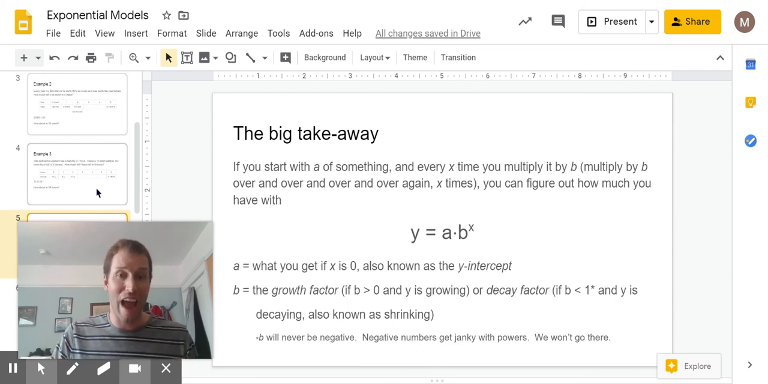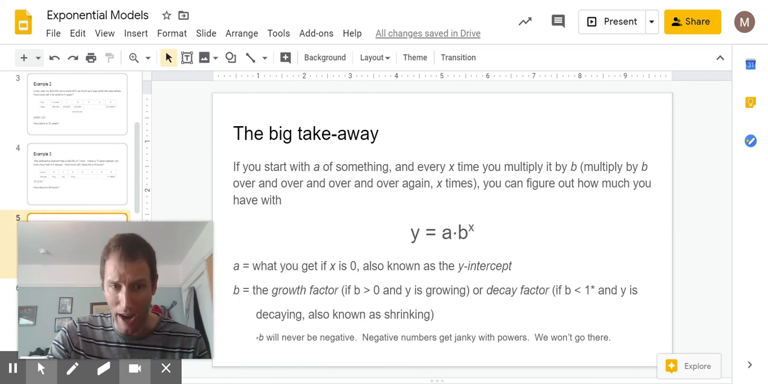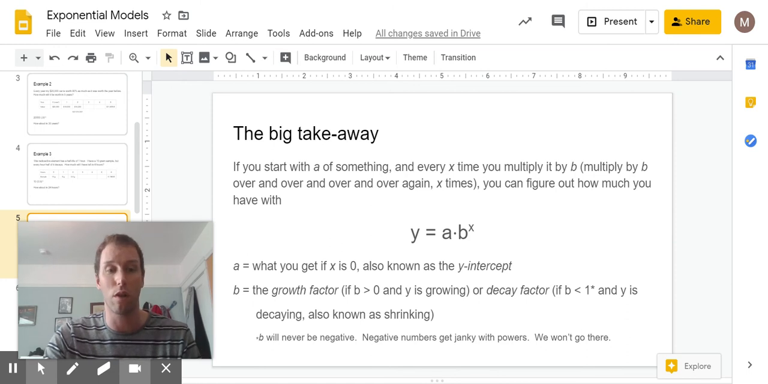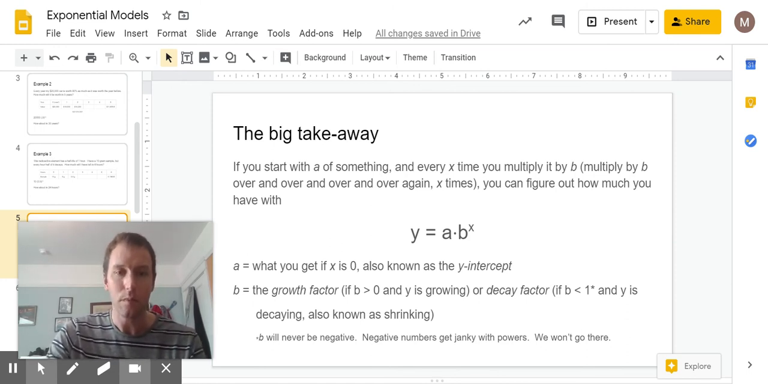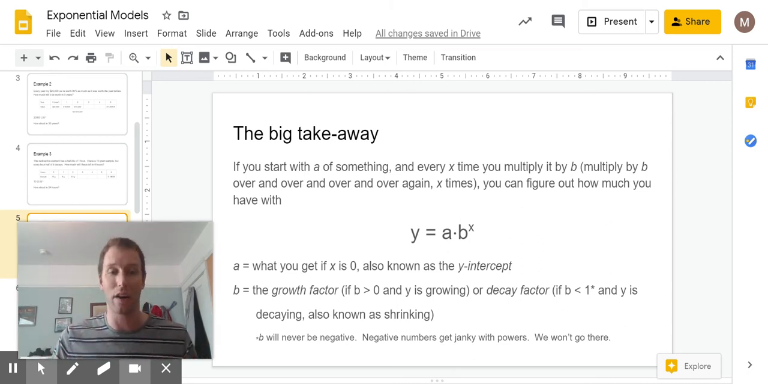And I want to know how much I have at the end. I can just take that B, raise it to the power X, and multiply that times the A. And the reason I said it in that order is that's what the order of operations would force me to do. Exponents come before multiplication. A, that initial thing we have at the beginning, that's what we have when X is 0. What do you call the Y value that occurs when X is 0? You call it the Y-intercept. So A is really our Y-intercept in addition to our starting value.